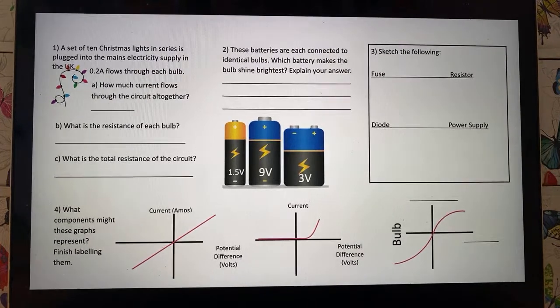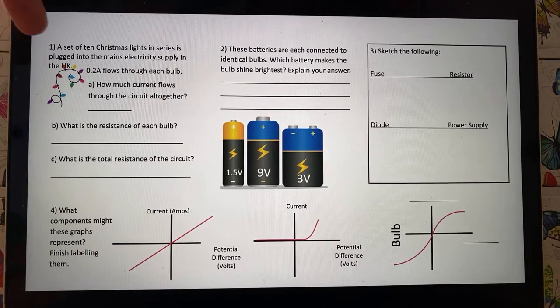Right, just a couple. I'll do this quite quickly, but I want to try you on this first question in particular. A set of 10 Christmas lights in series is plugged into the mains electricity supply in the UK. If 0.2 amps flows through each bulb, how much current flows through the circuit altogether? What is the resistance of each bulb? And what is the total resistance of the circuit?